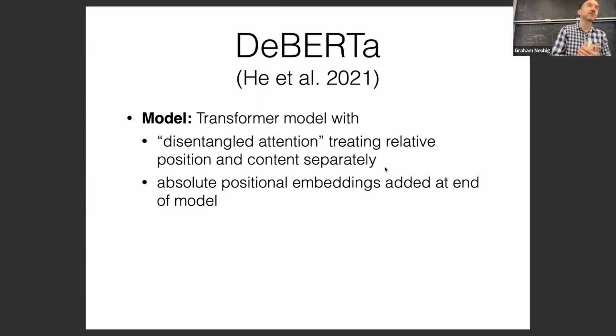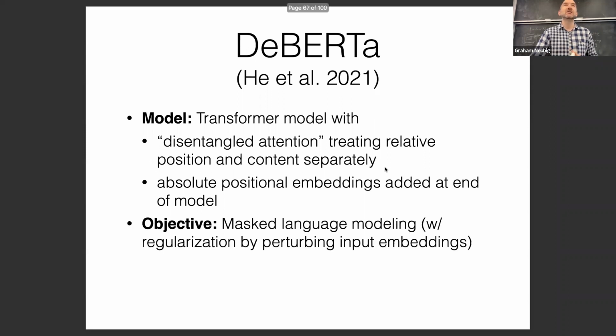And then another thing is absolute positional embeddings are added near the end of the model. And this is basically to prevent the model from overfitting too much on using the positional embeddings. So I'm not gonna go into the details because it's not super important, but basically there's a few model innovations.